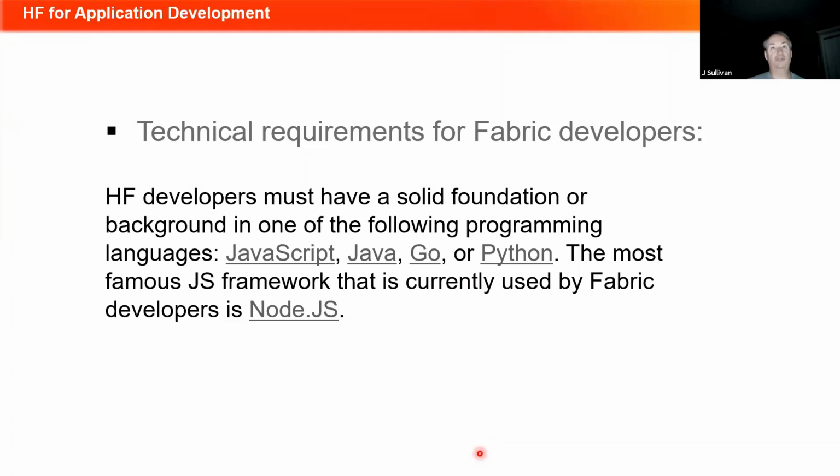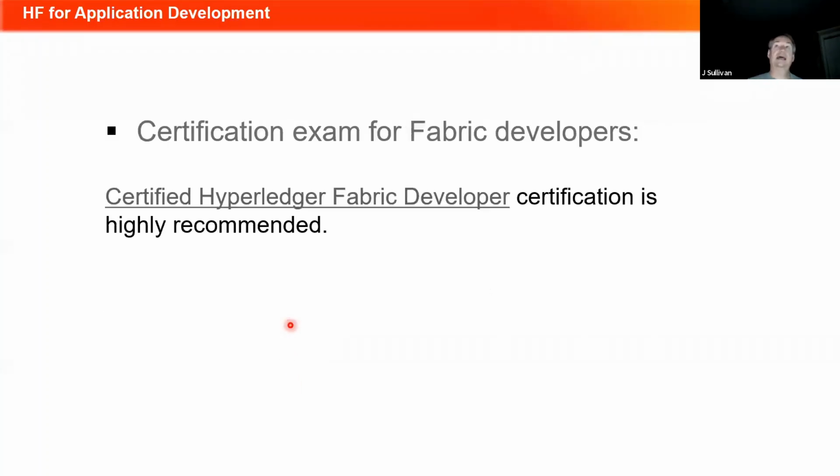And some of the technical requirements for Hyperledger developers, well, understanding the whole transactional approach with smart contracts, knowing that is really important. You can use JavaScript, Java, Go, or Python, and the most famous JS framework that is currently used by Fabric developers is Node.js, which is very closely related, if not completely identically related, to JavaScript. And there is also an exam, hooray, for Hyperledger developers. So you can certainly discuss this with me or others that are part of the Linux Foundation. If you're interested in becoming a certified developer, there are classes available.